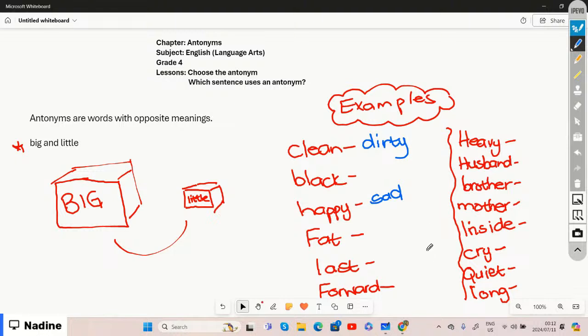The opposite of fat. Yes, the opposite of forward is backward. Well done. The opposite of last is first. I specifically put last instead of first because most people know that the opposite of first is last, but some people don't know that the opposite of last is first. So well done.